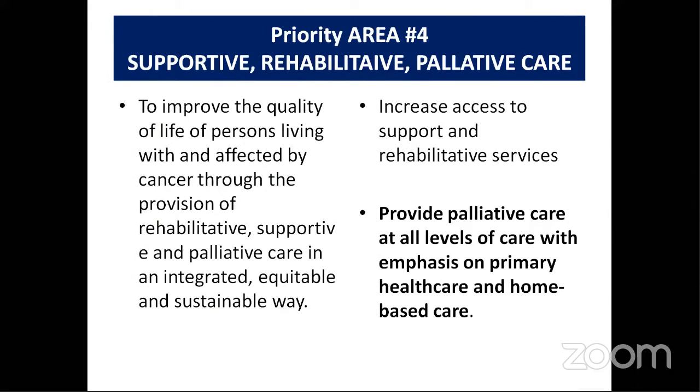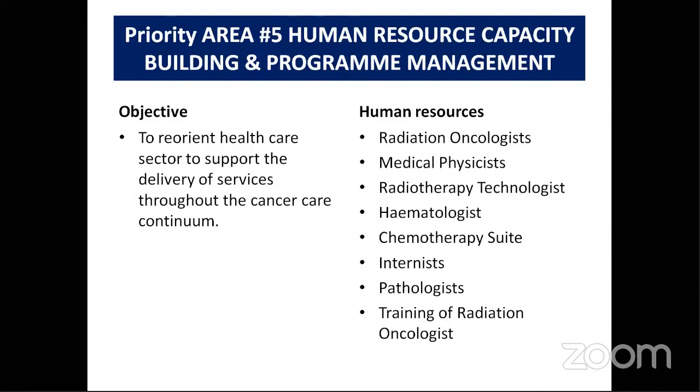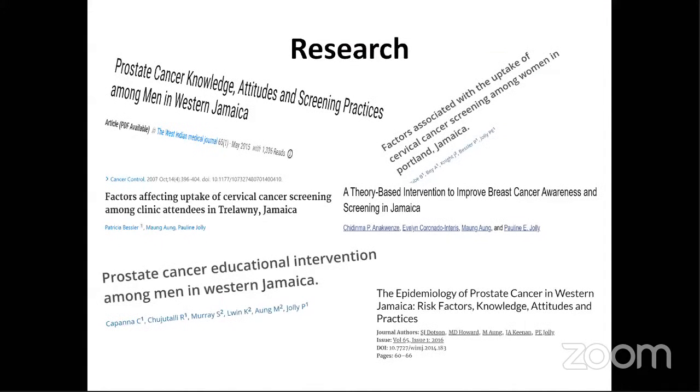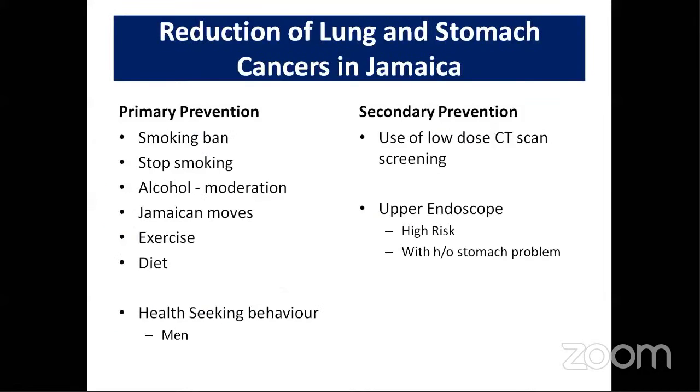Priority number 4 is to improve the quality of life by way of providing palliative and rehabilitative care. We also try to improve training of locals, in terms of oncologists, radiologists, etc., which is being offered to the local population. Priority number 6, we do the surveillance and research. The data that I presented previously are from our surveillance and research activities.